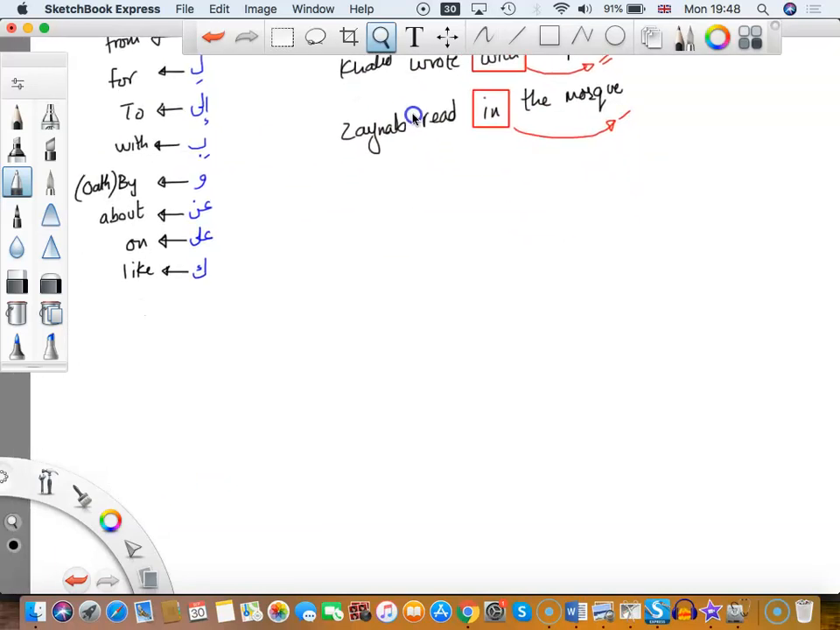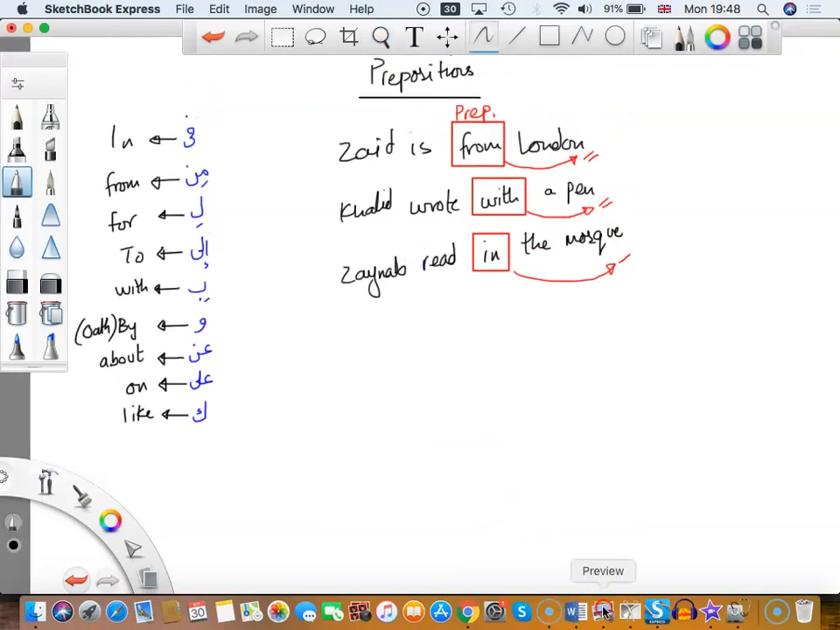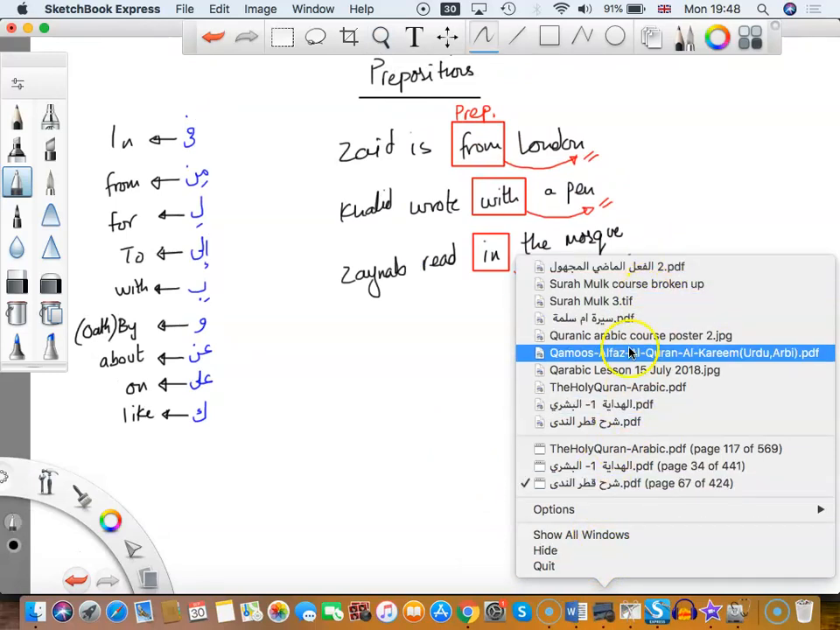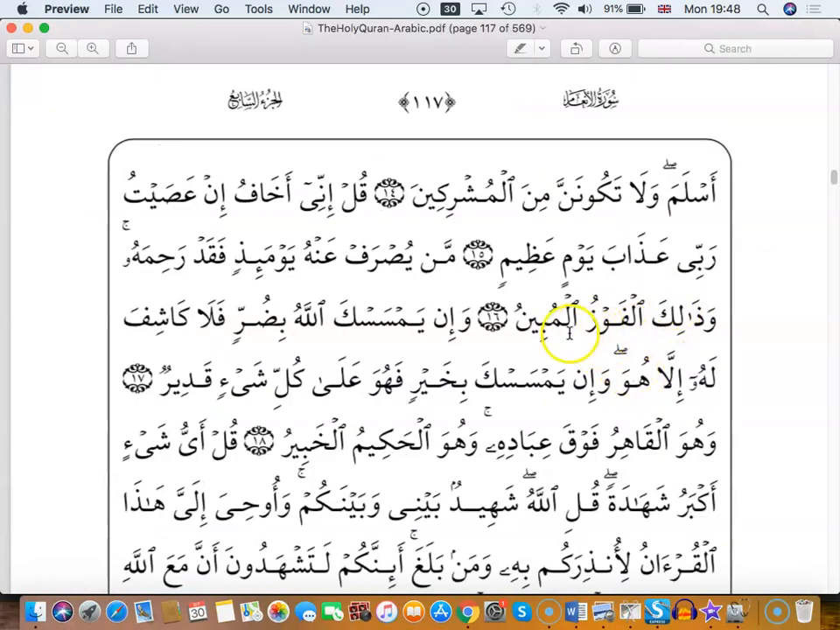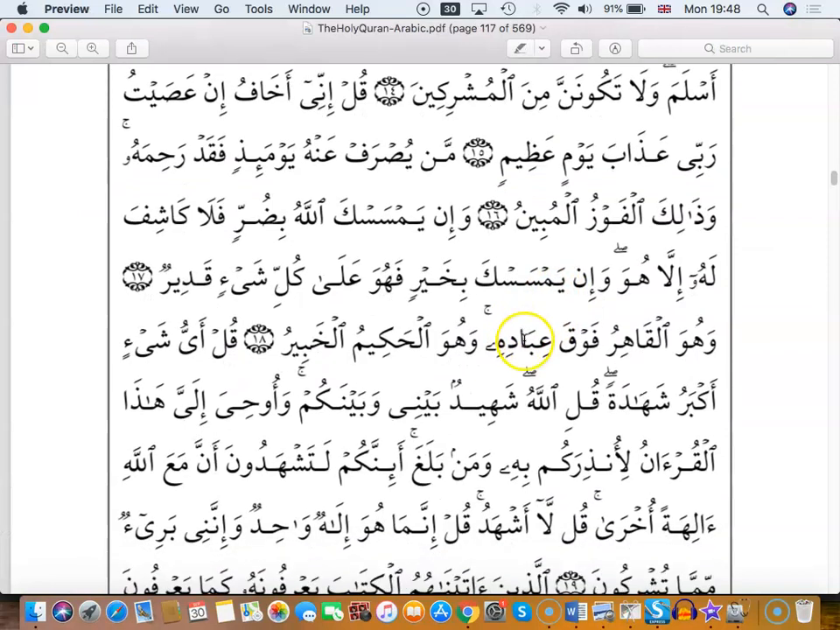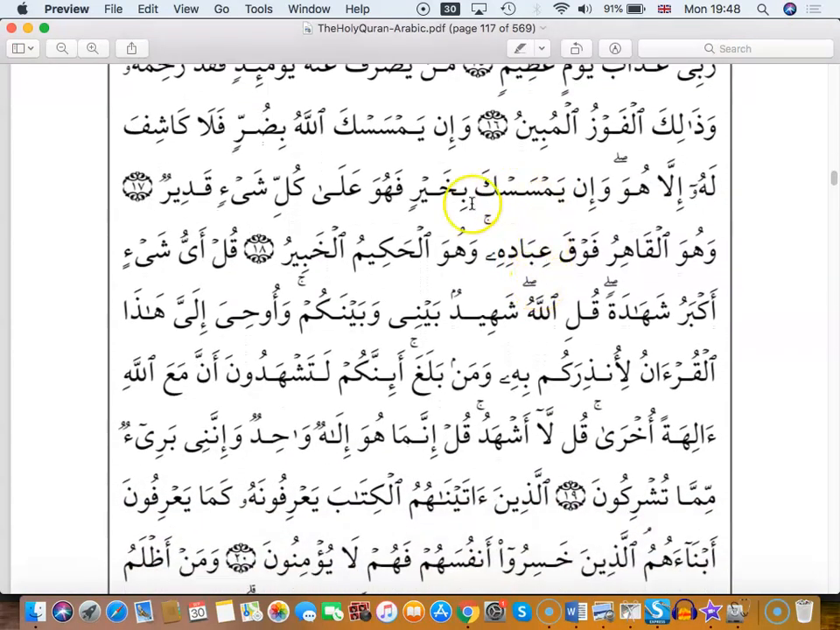So in the Quran, you are going to find loads of these. So let's try to look for some in the Quran. Alright. So over here, look, bi. What do you say bi means? With. Bi khayri. Notice, what does it do? It gives the word after it kasra. Yeah.